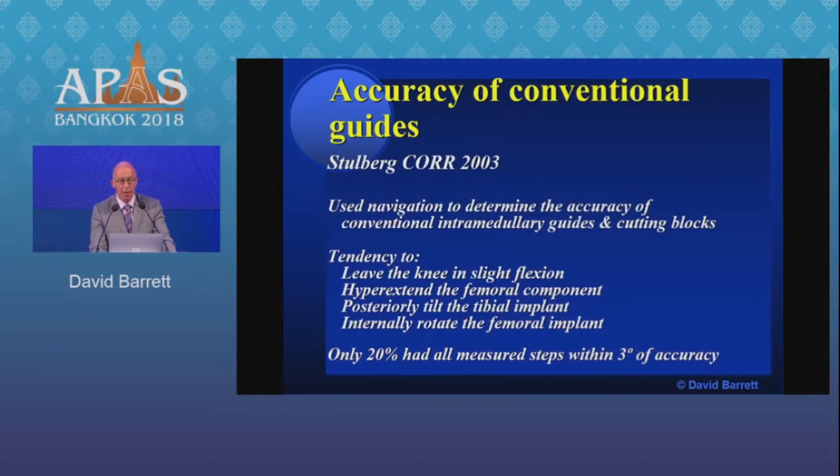We've had work on how accurate we have to be when we put these things in, and we can show that many of us make quite substantial errors. There's a Stulberg paper showing that only 20% of our cuts are within 3 degrees of accuracy. So putting a very complex knee in very accurately is quite demanding.